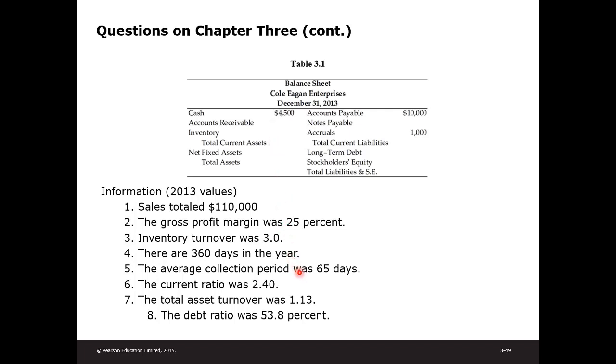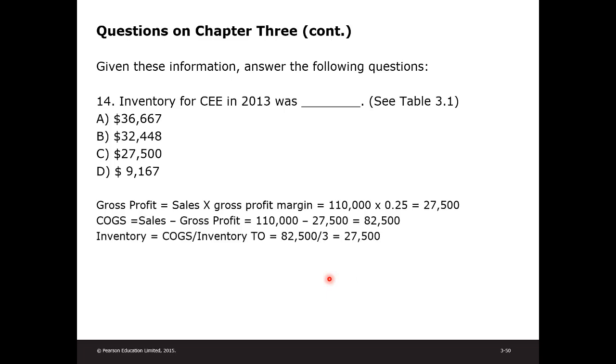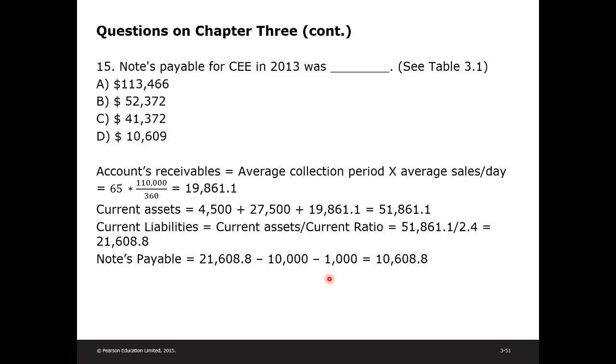We can calculate it from the average collection period. So we can see that here. In order to calculate the accounts receivable from the average collection period, we need to multiply the average collection period by the average sales per day. We already know the average collection period is 65, so we can multiply it with the average sales, which is given 110,000 divided by 360, not 365. So the accounts receivable will be 19,861.